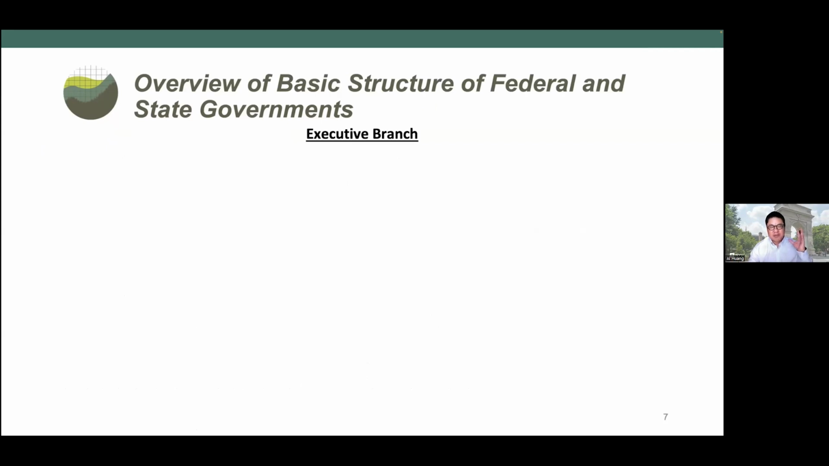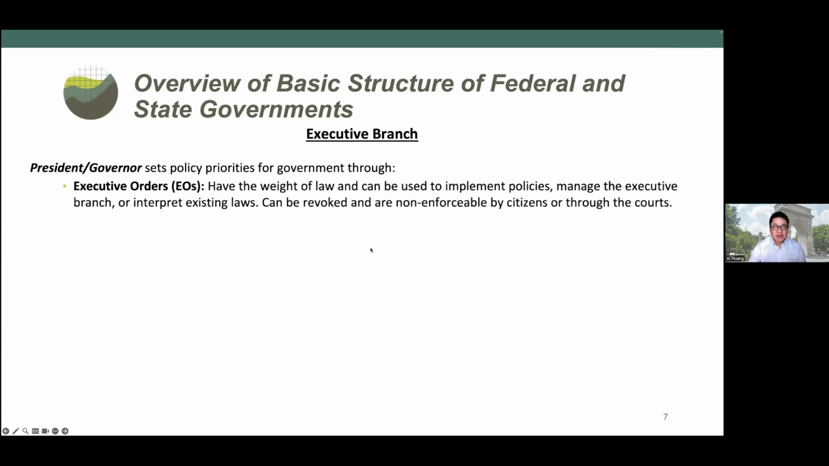because it really is where a lot of EJ laws and policies come from. Most of you probably know the executive branch consists of the president federally or the governor in the state. And generally what they do is they set policy priorities for the government, and there are 4 major functions that they have. One is, we're going to talk a bit about, executive orders.